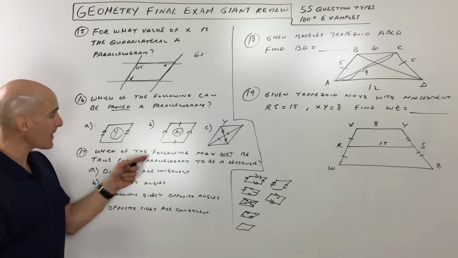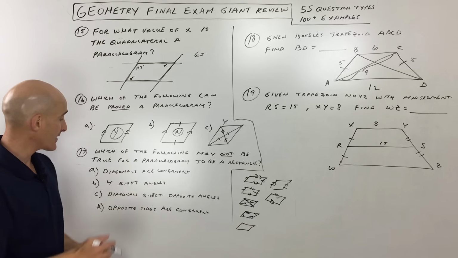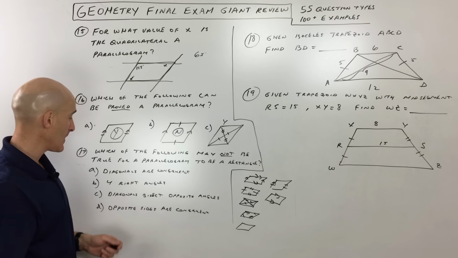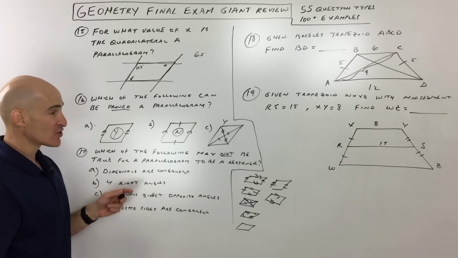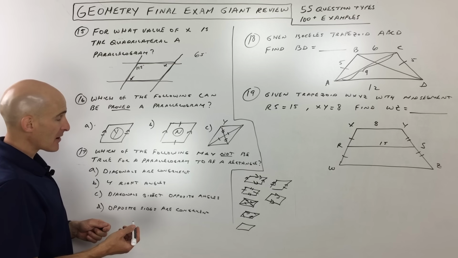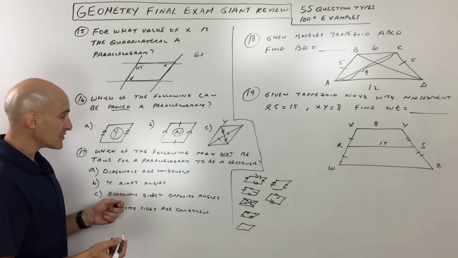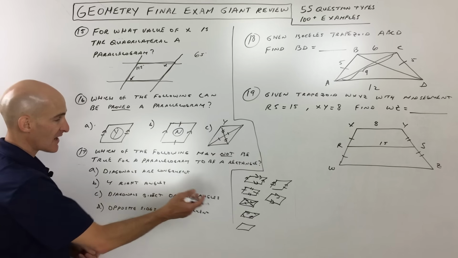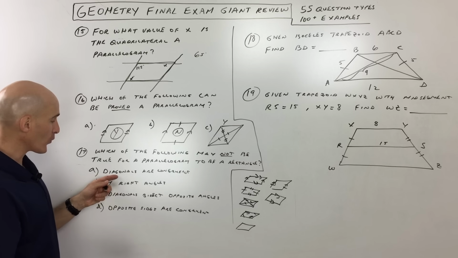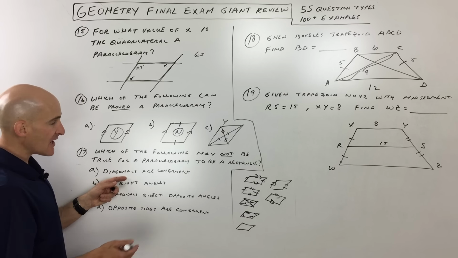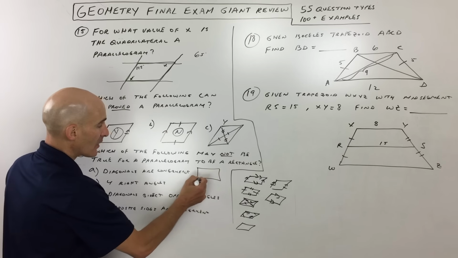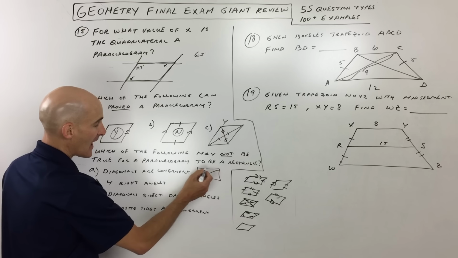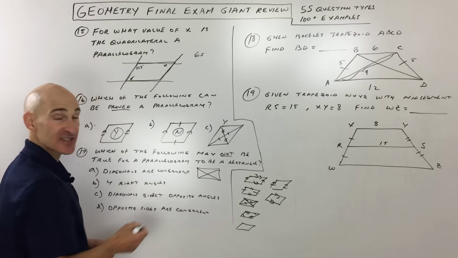Number 17, it says, which of the following may not be true for a parallelogram to be a rectangle? May not be true. Okay, so now we're switching over to rectangles. So a parallelogram just means that it has all the properties of a parallelogram. Both pairs of opposite sides are congruent, diagonals bisect each other, and so forth. But a rectangle is a parallelogram with the added property that the diagonals are the same length.